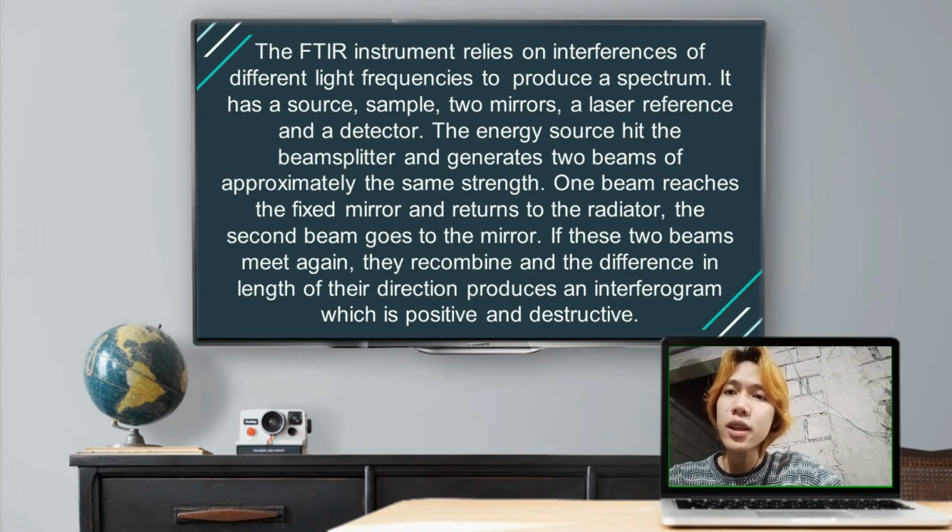One beam reaches the fixed mirror. The second beam goes to the moving mirror. If these two beams meet again, they recombine and the difference in length of their direction produces an interferogram which is constructive and destructive.